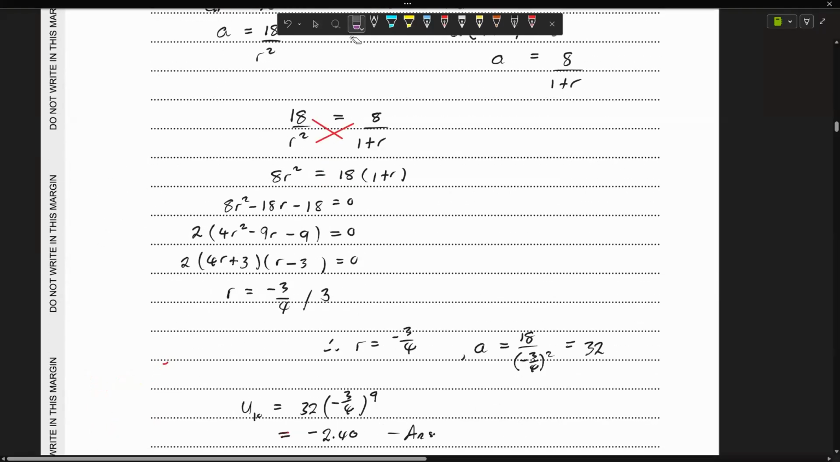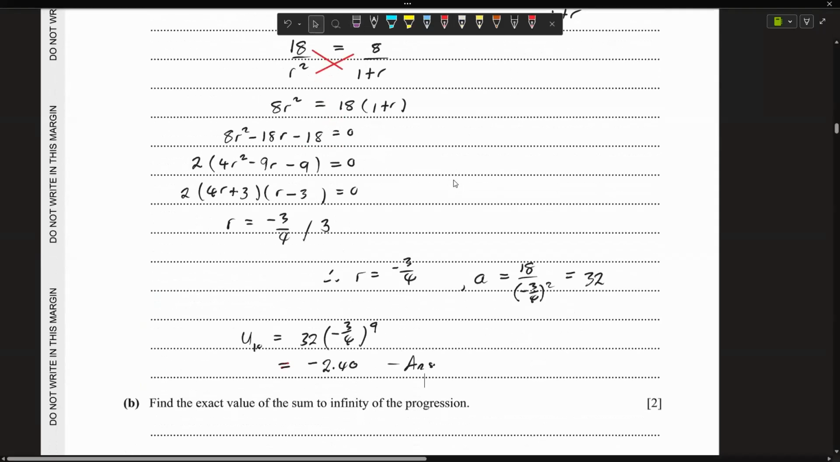Yes, sir. Sorry, why sir, did we do 3 minus negative 3/4 instead of the 3? I missed that.